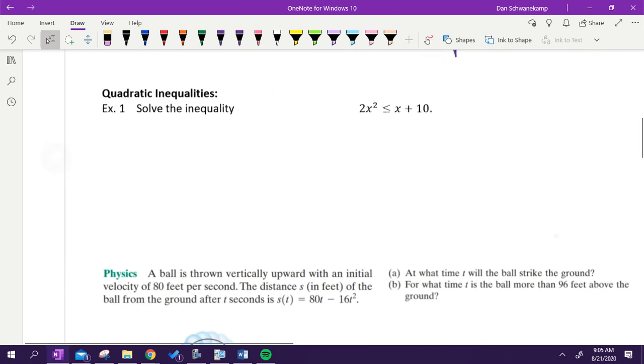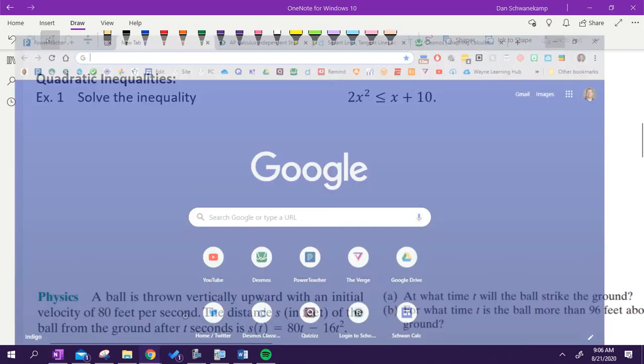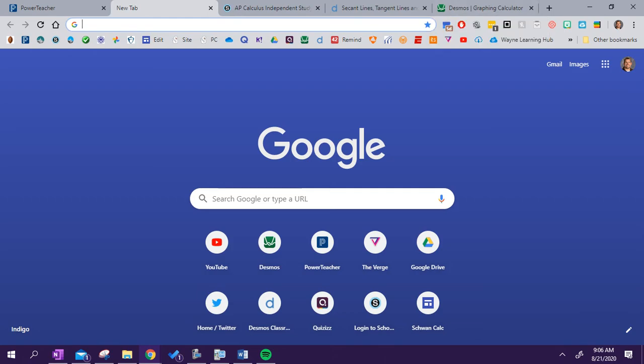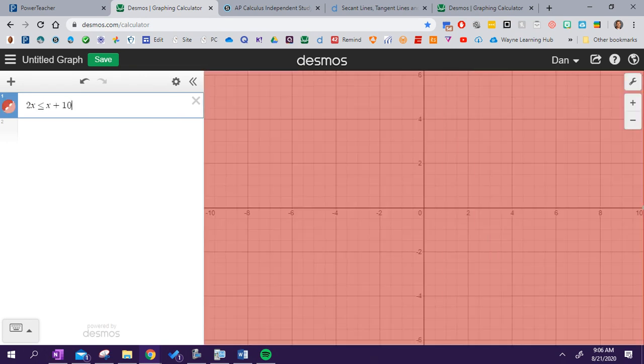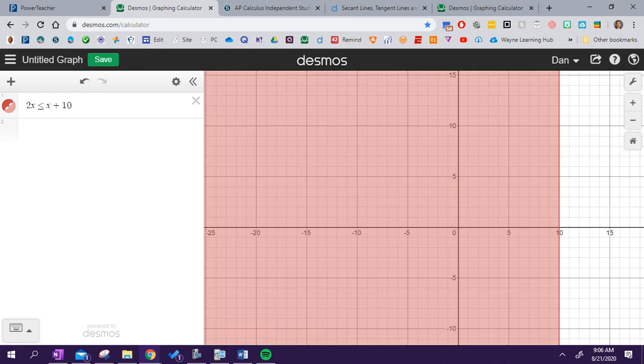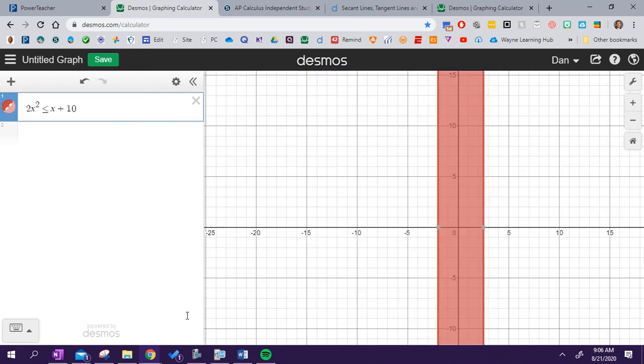All right, let's do the second part. Solve the inequality. 2x squared is less than or equal to x plus 10. Okay, so I want to show you a picture of this first because I feel like my first period class, when I didn't show them a picture, they struggled a little bit. So I'm going to try to show you a picture. So it is 2x is less than or equal to x plus 10. Is that right? Oh, okay, that's why that looks super awful. 2x squared. All right, there we go.